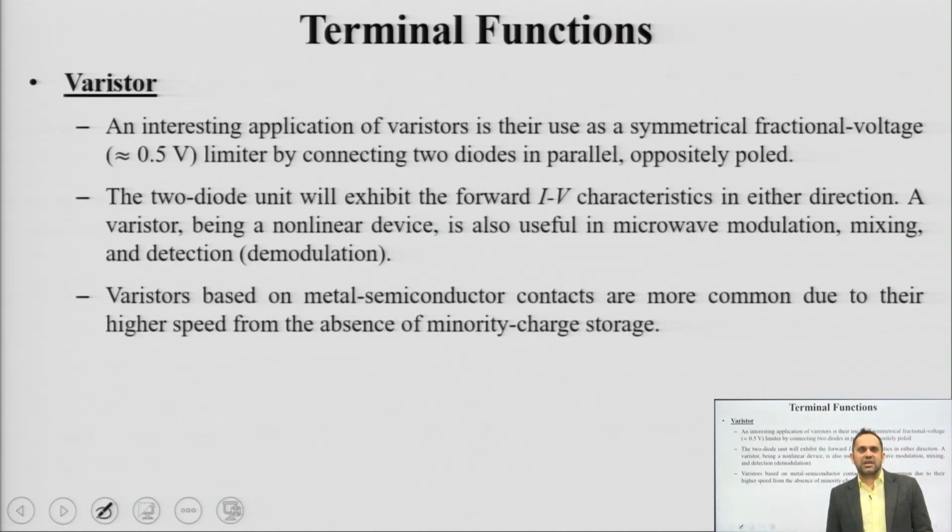Varistors have an interesting application. They can be used as a symmetrical fractional voltage limiter if you connect 2 diodes in parallel and they are oppositely poled. So, one is forward biased, another is reverse biased. The 2 diode unit will exhibit the forward IV characteristics in either direction. Okay. So, in one direction one is forward biased, in another direction another is forward biased. So, at least one is always forward biased.